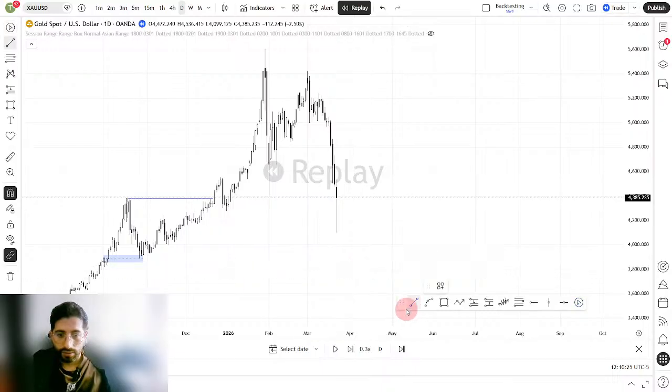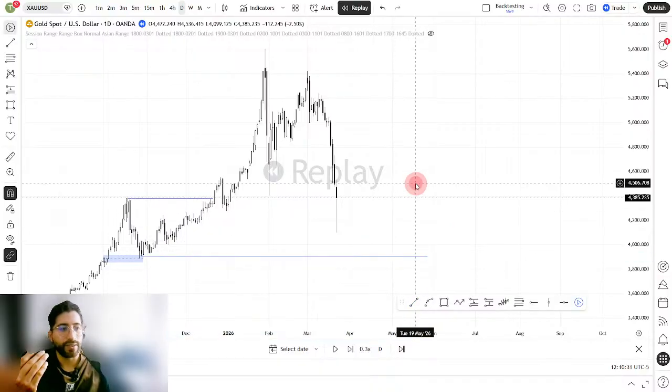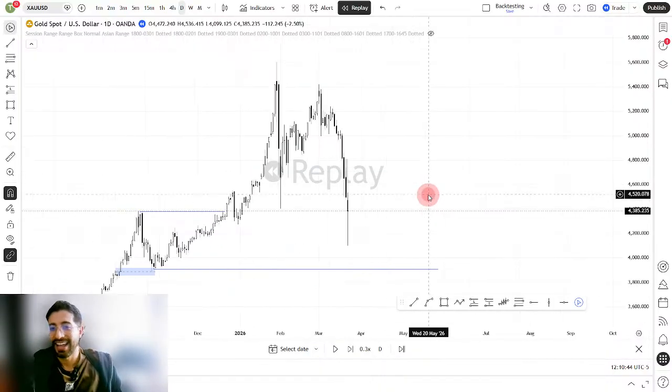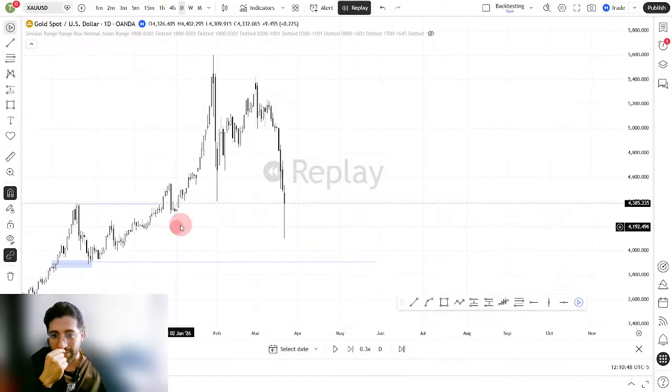So look, I'm marking here the daily time frame fractal, right? Gold is my favorite. God or gold? God is also my favorite. I believe in God, and in gold as well. Perfect. So here it is.